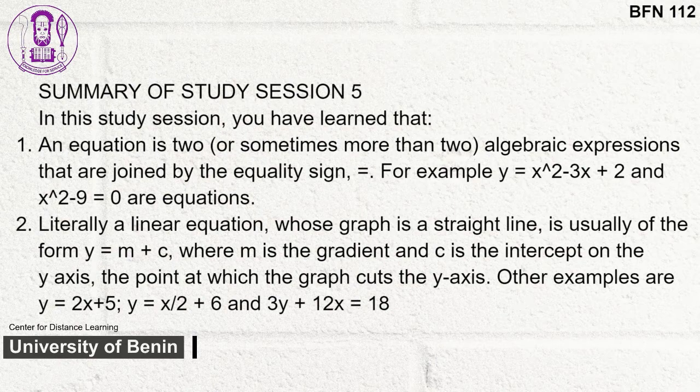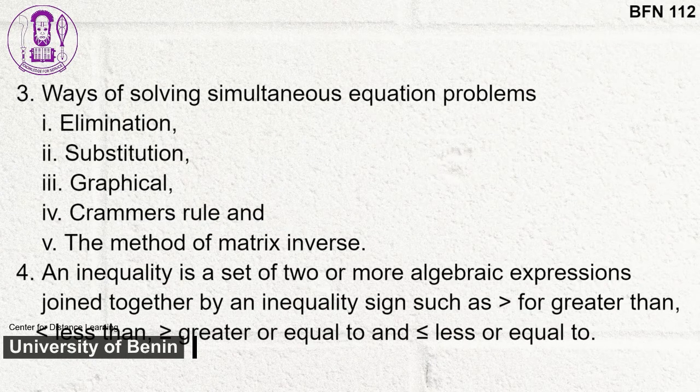2. A linear equation, whose graph is a straight line, is usually of the form y = mx + c, where m is the gradient and c is the intercept on the y-axis, the point at which the graph cuts the y-axis. Other examples are y = 2x + 5, y = x/2 + 6 and 3y + 12x = 18. 3. Ways of solving simultaneous equation problems: elimination, substitution, graphical, Cramer's rule and the method of matrix inverse.